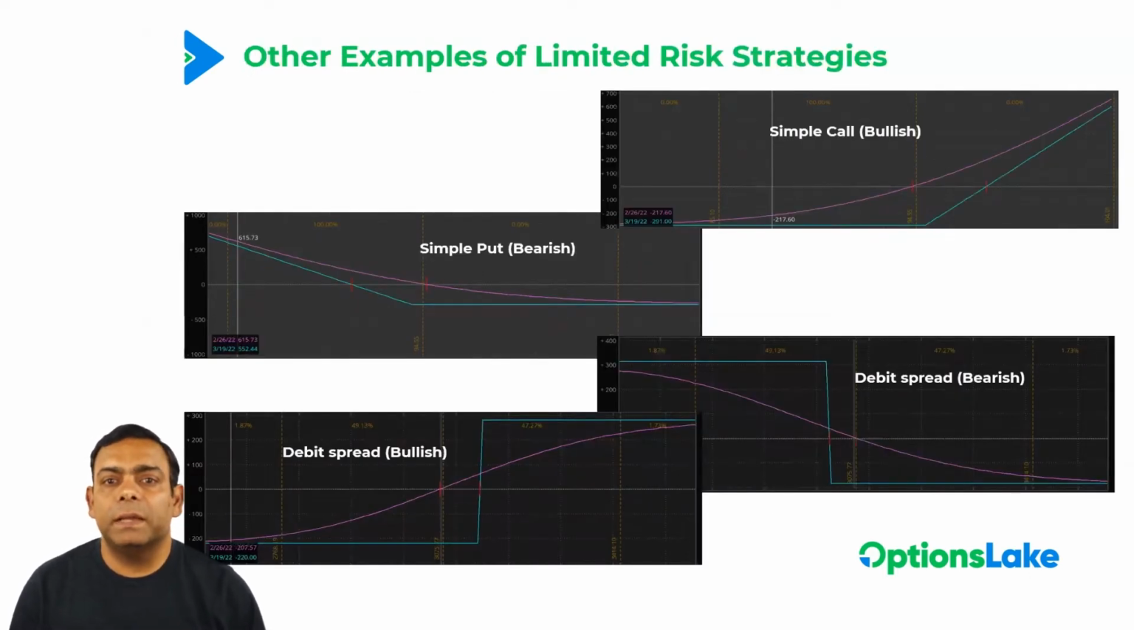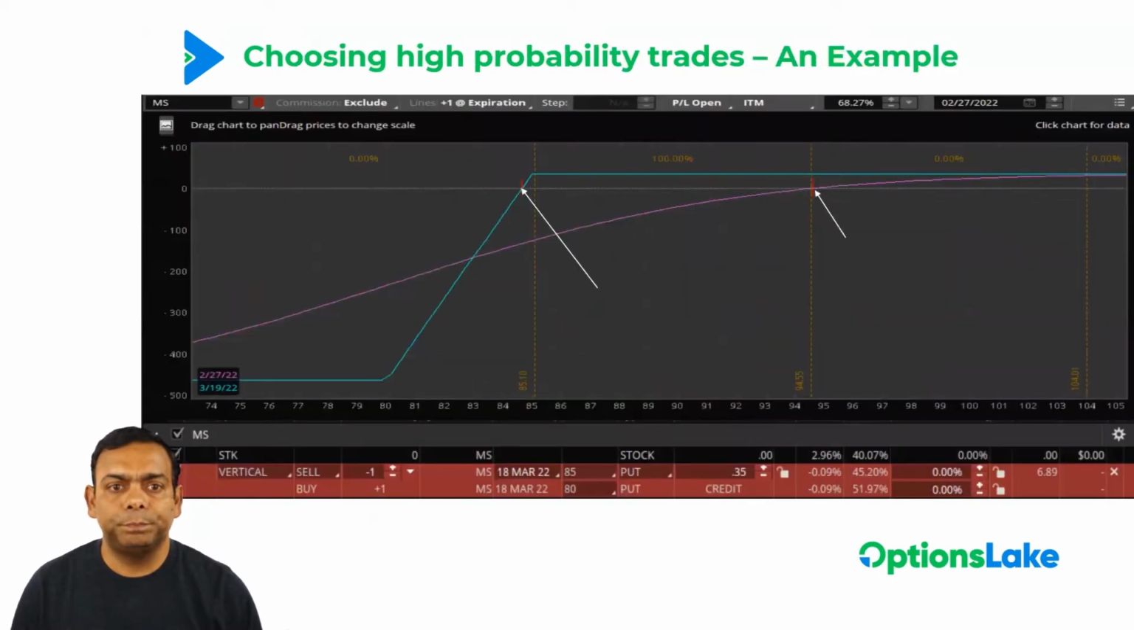Let's look at some other examples of limited risk strategy, as denoted in this graph. Number one, just buying a call, which is on the bullish side, or buying a put on the bearish side. Similarly, buying a debit spread on the bullish side versus buying a debit spread on the bearish side for a bearish trade. All these, as indicated by bullets 1 to 4, have limited risk defined.